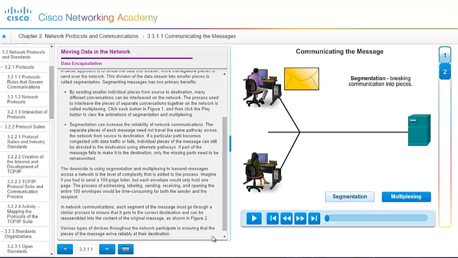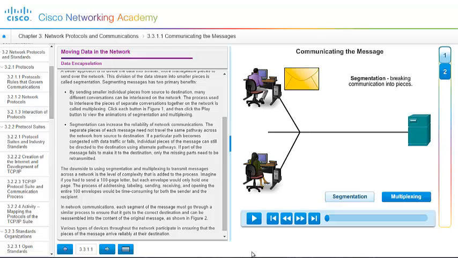A better approach is to divide the data into smaller, more manageable pieces to send over the network, and this division of the data stream into smaller pieces is called segmentation. And once we're segmenting the messages, we have two primary benefits when we do this. By sending smaller individual pieces from source to destination, many different conversations can be woven together across the network, and the process used to interleave or weave these pieces of separate conversation together on the network is called multiplexing.